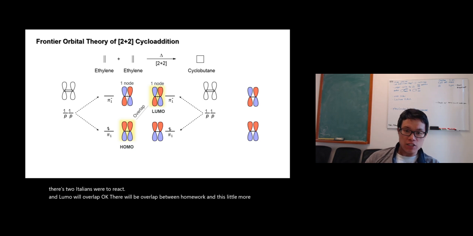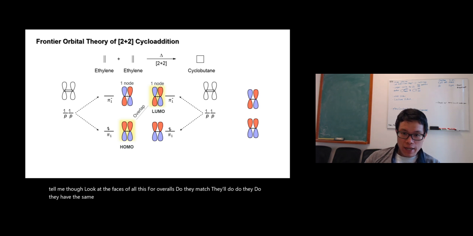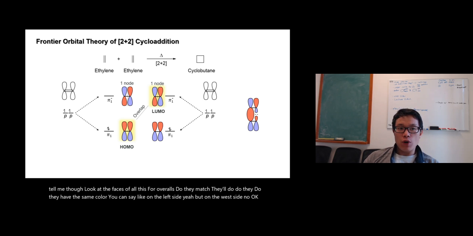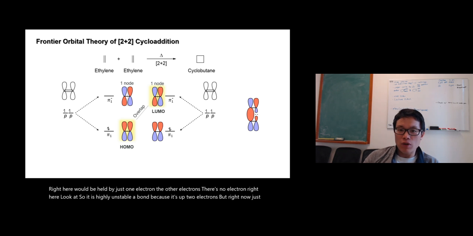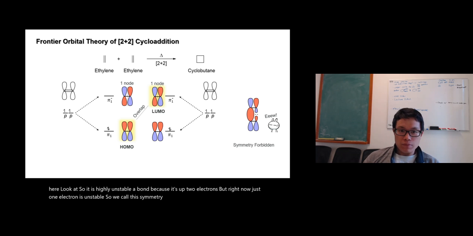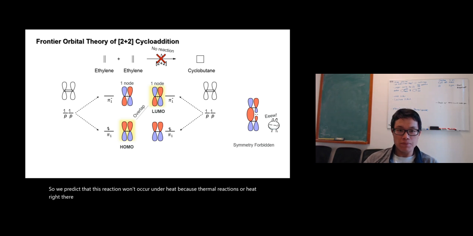Now look at the phases of all these 4 orbitals. Do they match? Do they have the same color? On the left side, yes, but on the right side, no. The molecular orbital theory predicts that if this reaction were to happen, the bond right here would be held by just 1 electron, and there would be no electron at the other bond. A bond consists of 2 electrons, so this is highly unstable. We call this symmetry forbidden. So we predict that this reaction won't occur under heat. We call that a thermal reaction, so thermal doesn't occur.